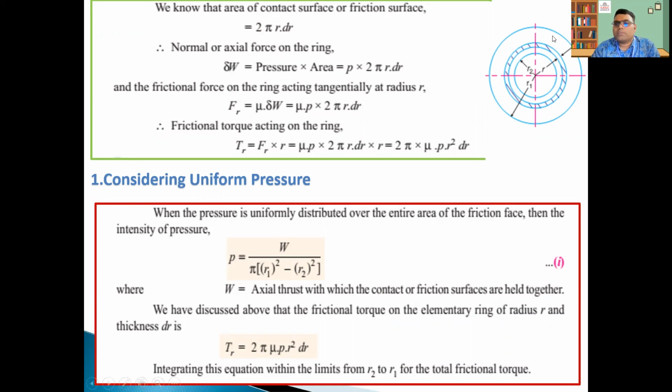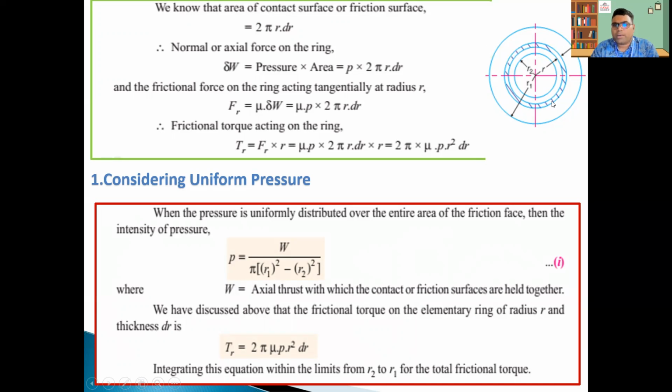So you can see in this diagram the area of contact, or friction surface, for this ring. We can calculate the area as 2 pi r multiplied by the thickness dr, so 2 pi r dr. The normal or axial force acting on the ring we can calculate by the intensity of pressure multiplied by the area of this ring. The intensity of pressure is P, which we have already considered, and 2 pi r dr is the area of contact of this ring.